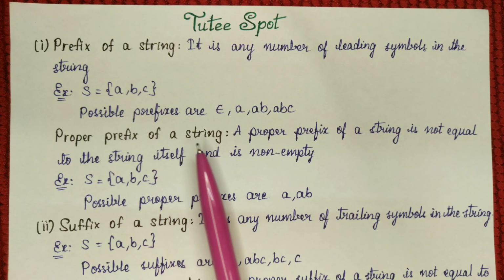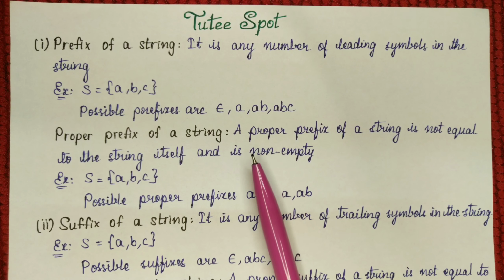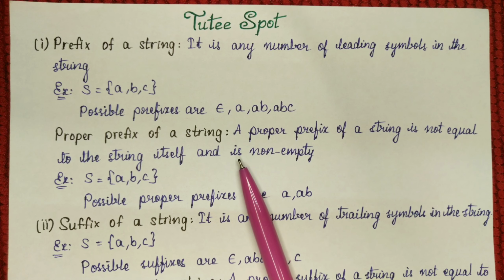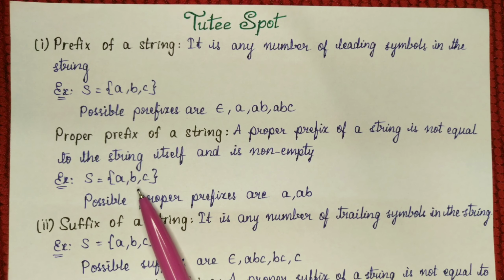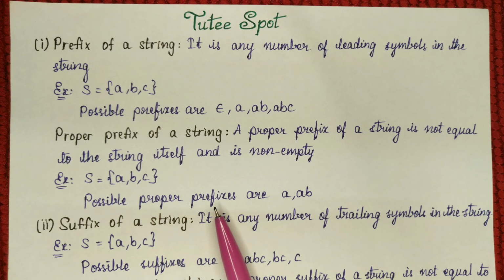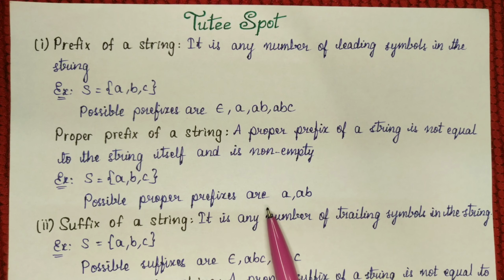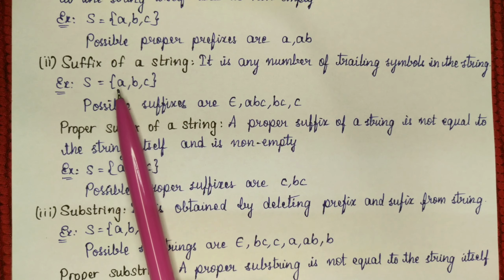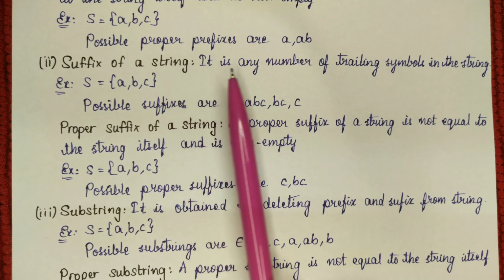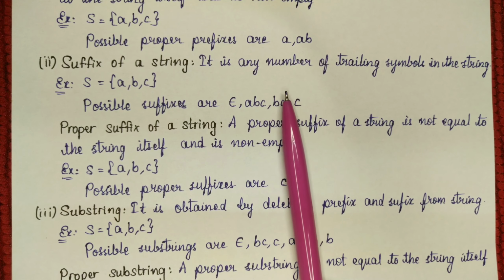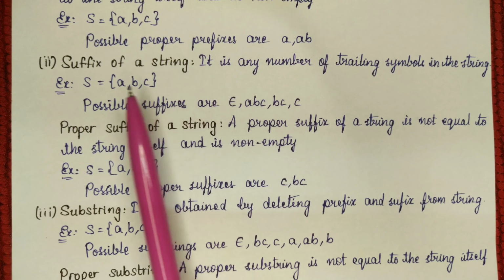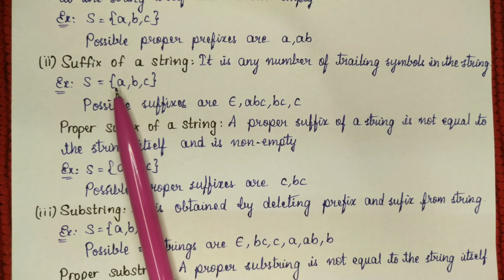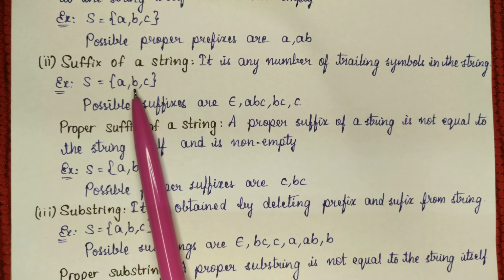Whereas in a proper prefix of a string, it should not be completely empty, and also we should not leave it like that without removing any character. So again consider the same example. If we remove c here, then the possible proper prefixes are a and ab. Second is the suffix of the string. It is also similar to the prefix, but here we have to remove characters from the beginning of the string. So take the same example, s = abc.